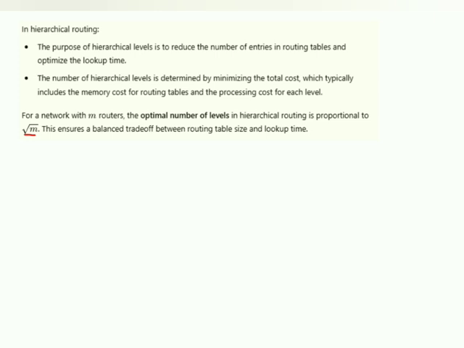The number of hierarchical levels is determined by minimizing the total cost, which typically includes the memory cost for routing tables and the processing cost. If the number of entries is minimal, the memory cost is also minimal, right? That means we are reducing the number of entries. The memory cost will decrease, and similarly the processing cost will also be reduced at each level. So for a network with M routers, the optimal number of levels in hierarchical routing is proportional to root M. This ensures a balanced trade-off between the routing table size and lookup time. So option D is the correct answer, that is root M.